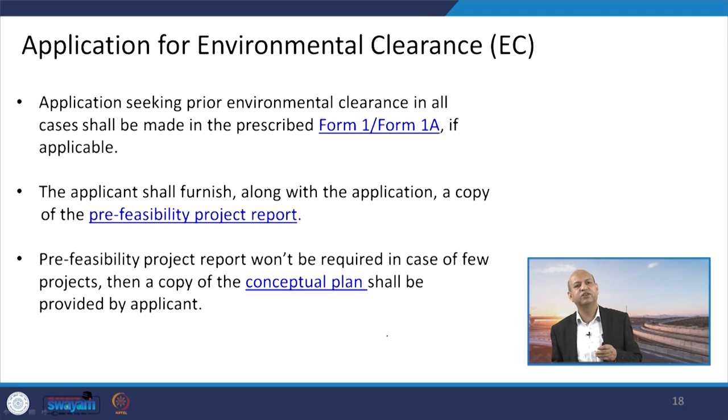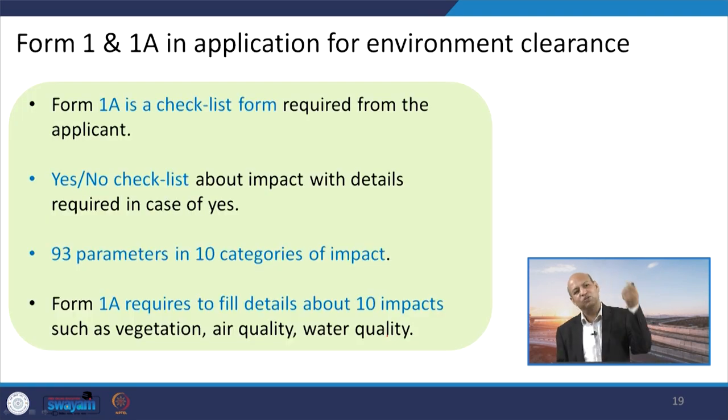Then the application for environmental clearance, that is the part of the whole EIA which is submitted to the agencies which are responsible for giving environmental clearance. The applications for seeking this environmental clearance are submitted in the prescribed Form 1 and Form 1A, which we will see later in the next slide. And then the applicant will furnish a pre-feasibility project report, certain guidelines are there for submitting that report, and a pre-feasibility project report won't be required in the case of a few projects. Then a copy of the conceptual plan shall be submitted, certain categories are there where a pre-feasibility project report is not required, then a conceptual plan will be required. So, it is not like you do not need to submit anything and you can get environmental clearance, it is not so. You have to submit some sort of information to the decision making organization or agencies.